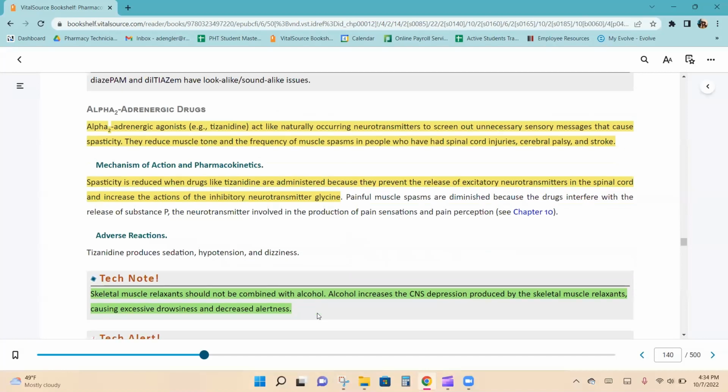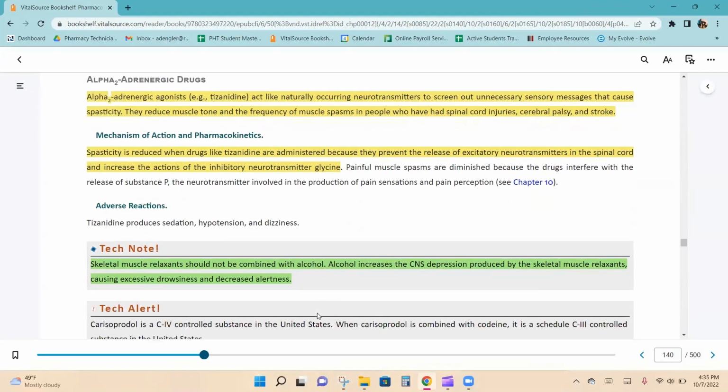Alpha-2 adrenergic agonists like tizanidine act like naturally occurring neurotransmitters to screen out unnecessary sensory messages that cause spasticity. They reduce muscle tone and the frequency of muscle spasms in people who have had spinal cord injuries, cerebral palsy, and stroke. Spasticity is reduced when drugs like tizanidine are administered because they prevent the release of excitatory neurotransmitters in the spinal cord and increase the actions of the inhibitory neurotransmitter glycine.